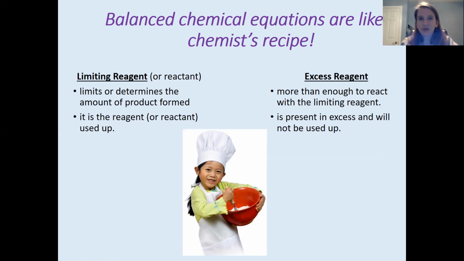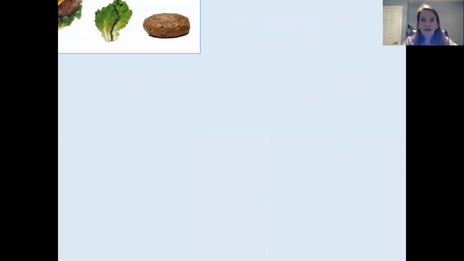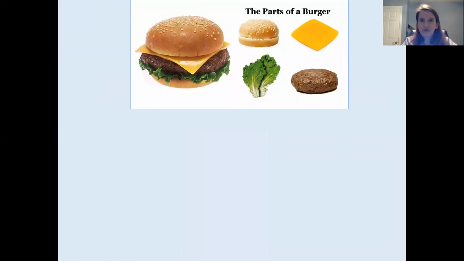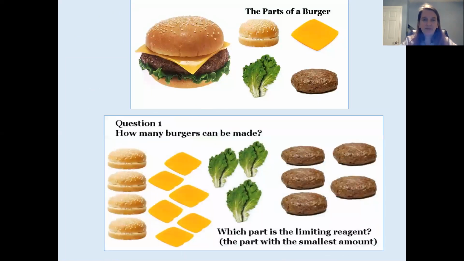There's never a perfect world in chemistry where we run out of both things at the same time. We run out of something first. That's our limiting reactant. That's telling us how much product we can make, because once we run out of the limiting reactant, there's no more of it to make any more product. The excess reactant is what we have left over. After the limiting reactant runs out, we still have some leftover reactant. That's the excess, okay?